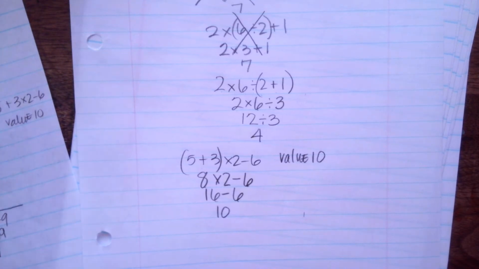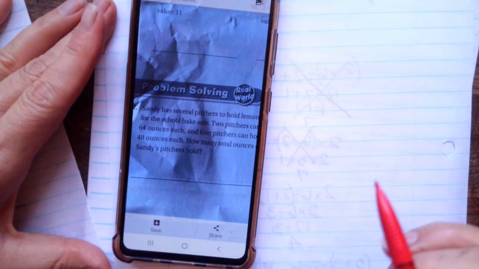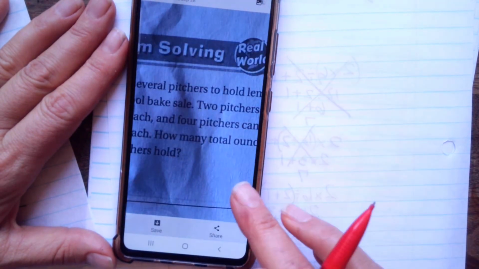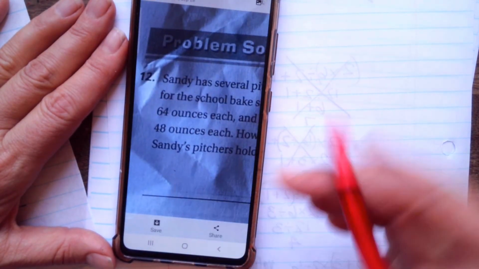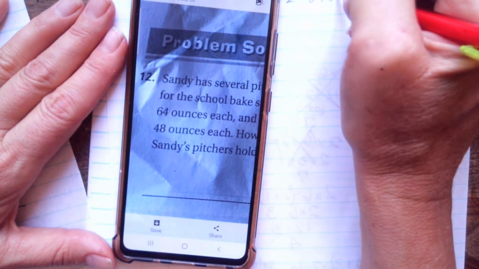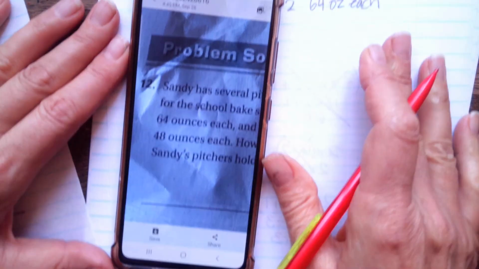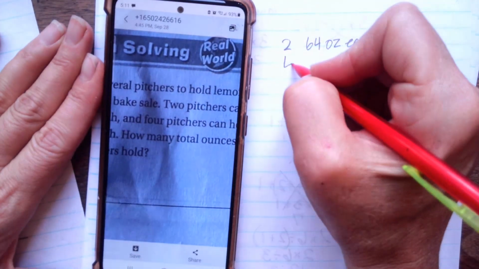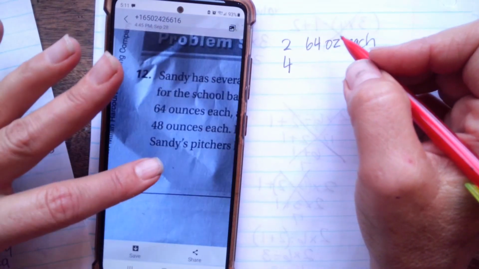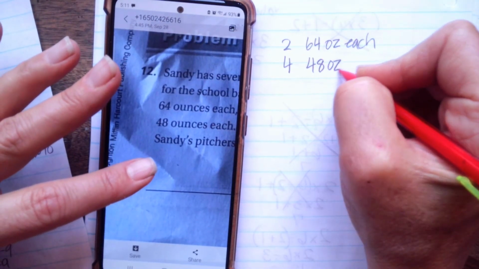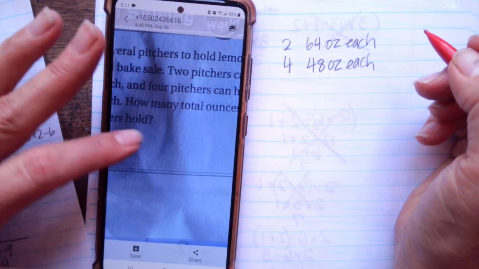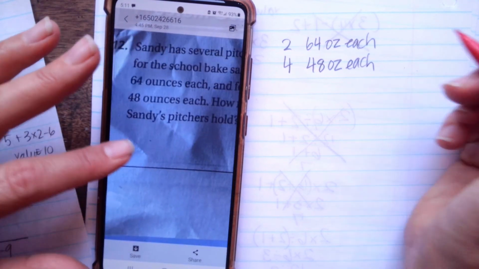Okay, we have some word problems now. Randy has several pitchers to hold lemonade for the school bake sale. 2 pitchers can hold 64 ounces each. So I'm going to write that bit of information down. 2 hold 64 ounces each. And 4 pitchers can hold 48 ounces each. How many total ounces can Randy's pitchers hold?